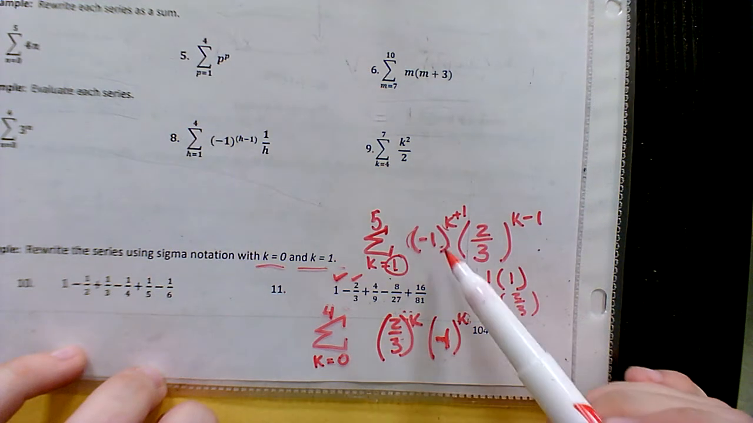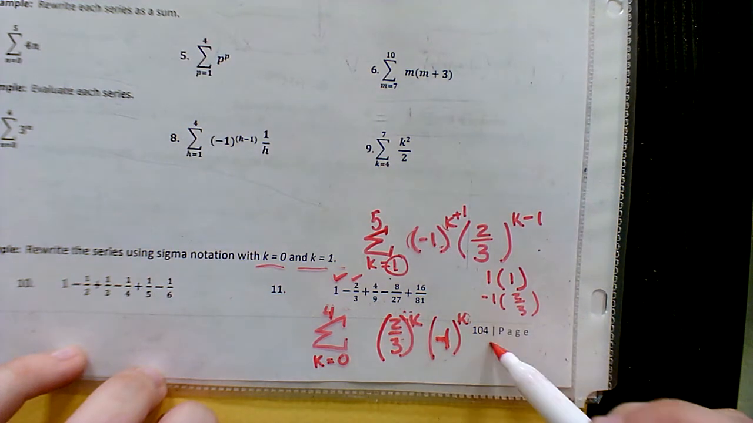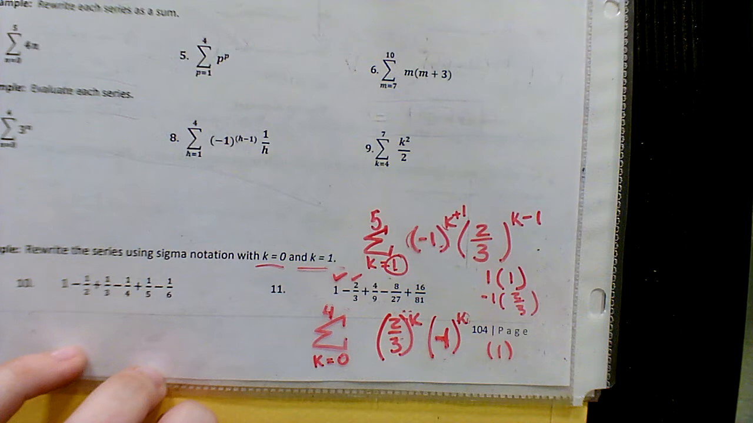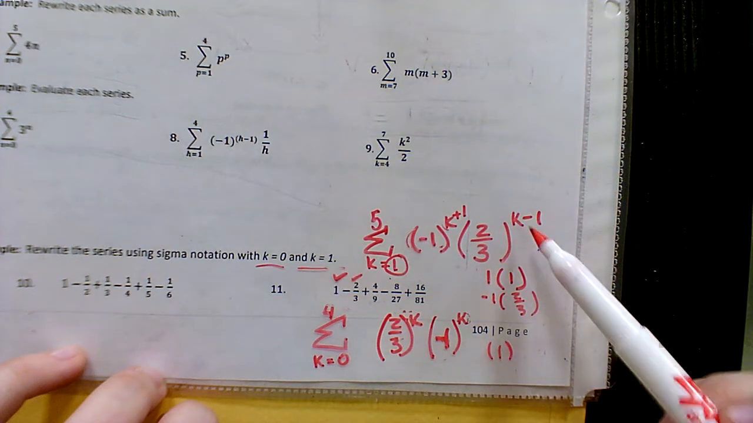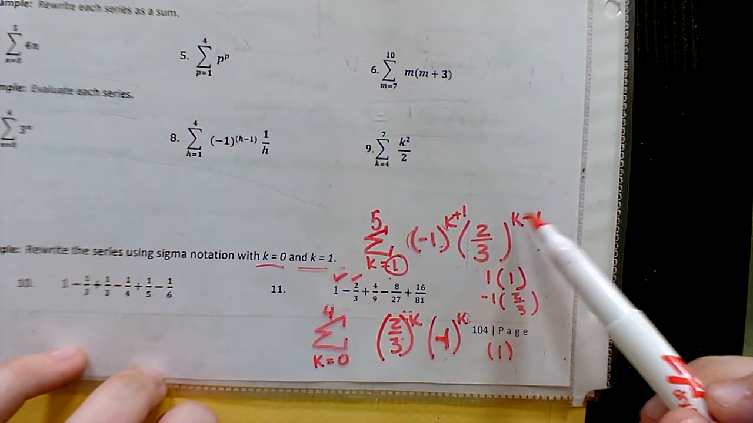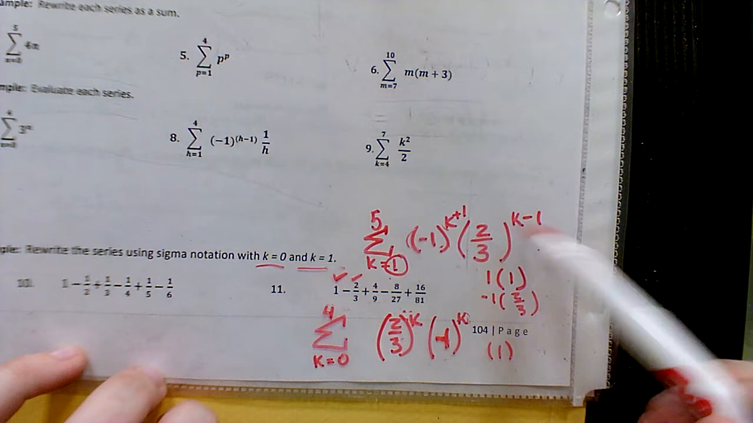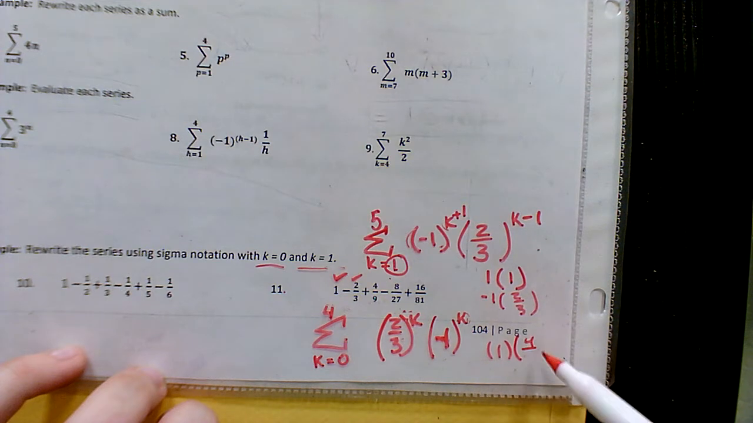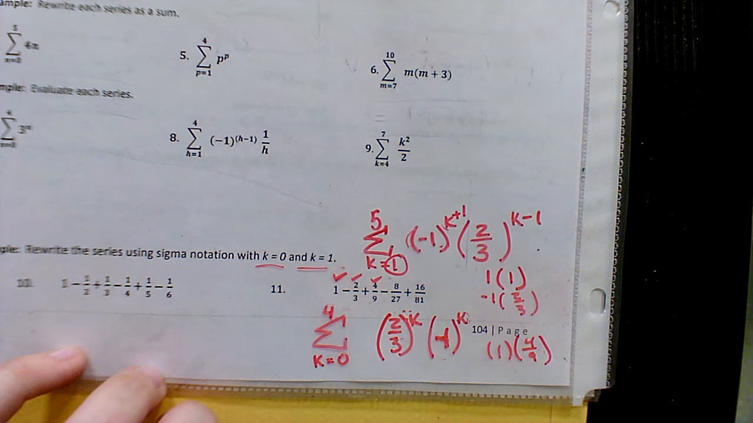If we plug in 3, we'll have -1 to the fourth, which is 1, times 2/3, we're plugging in 3, right, squared. So that would be 4/9, which checks out, +4/9.